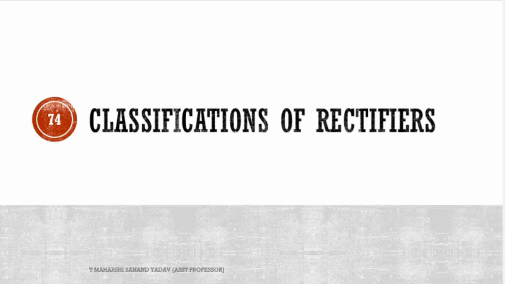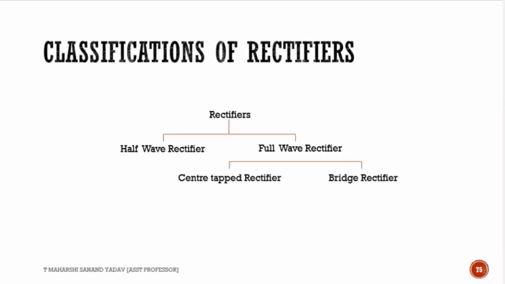So classifications of rectifier. This is the actual concept. For better understanding, I've given the working also. So now you know the working of a rectifier. It converts AC to pulsating DC. P stands for pulsating DC. Classifications of rectifiers: under rectifier, first one is half wave rectifier, next is full wave. Again, full wave rectifier is divided into two types, which are center tapped rectifier and bridge rectifier.